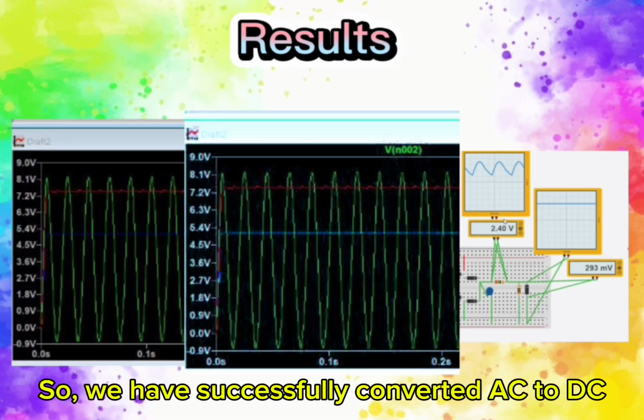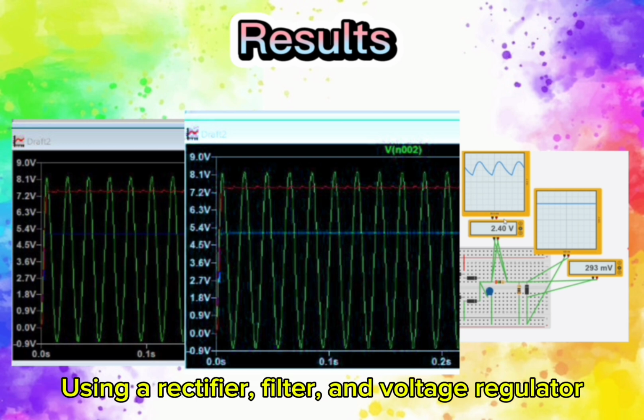So we have successfully converted AC to DC using a rectifier, filter, and voltage regulator.